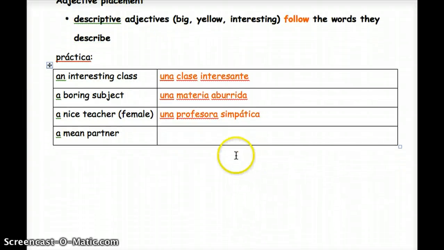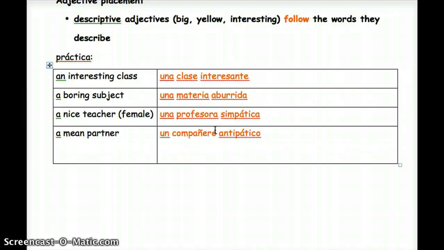A mean partner. Well, this will depend if your partner is a guy or a girl. If it was a guy, you would be saying a partner mean, un compañero antipático. Un compañero antipático. If it was a girl who was your partner and she was mean, una compañera, antipática.